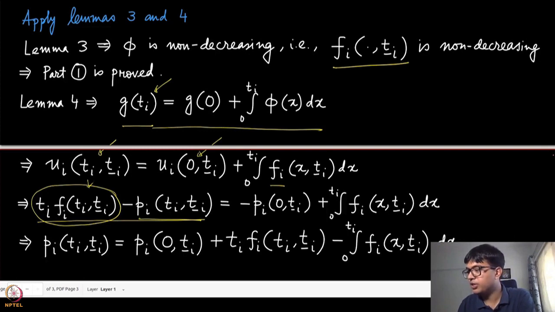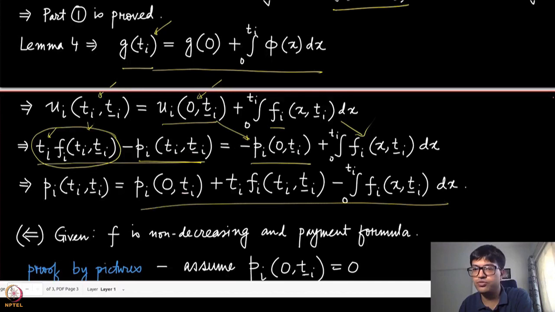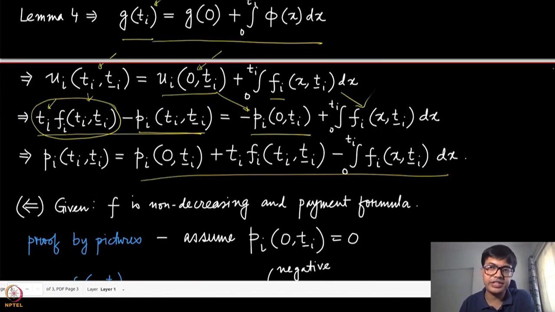And now, because ti is zero, this part only remains to be minus of pi(0, t_-i), because only the payment part shows up. The first part disappears, so that is just this. And for the last part, we have the same expression as before. Now you just rearrange and you get the payment formula that we wanted to prove. So this proves the forward direction, that whenever we have a DSIC mechanism, it should satisfy these two properties.